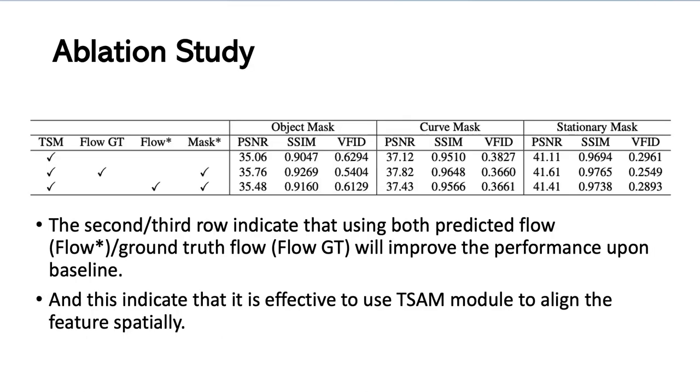Here, we ablate TSM module compared with TSAM module. The second and third row indicate that using both predicted flow and ground truth flow will improve the performance upon baseline, and this indicates that it is effective to use TSAM module to align the features spatially.